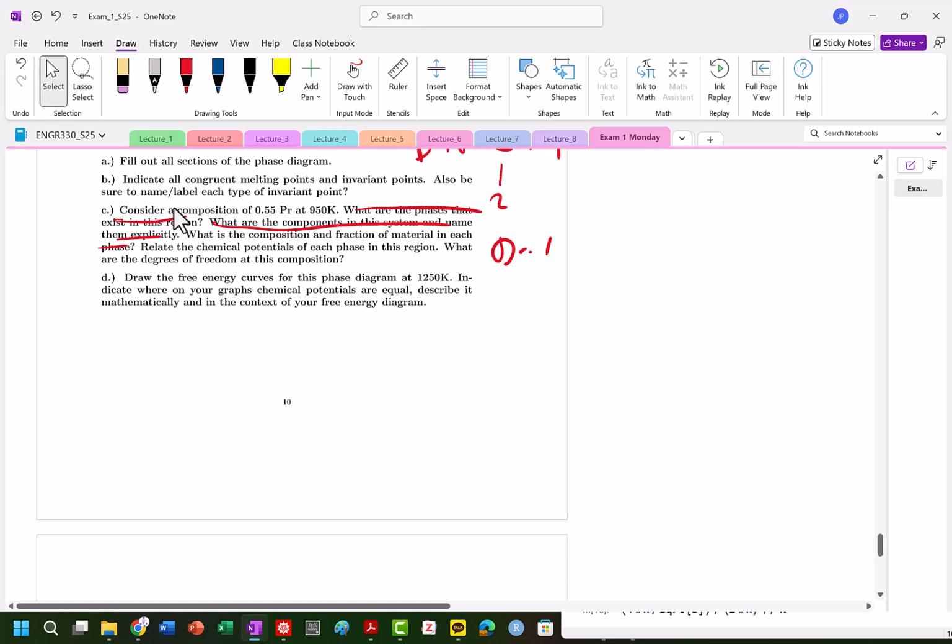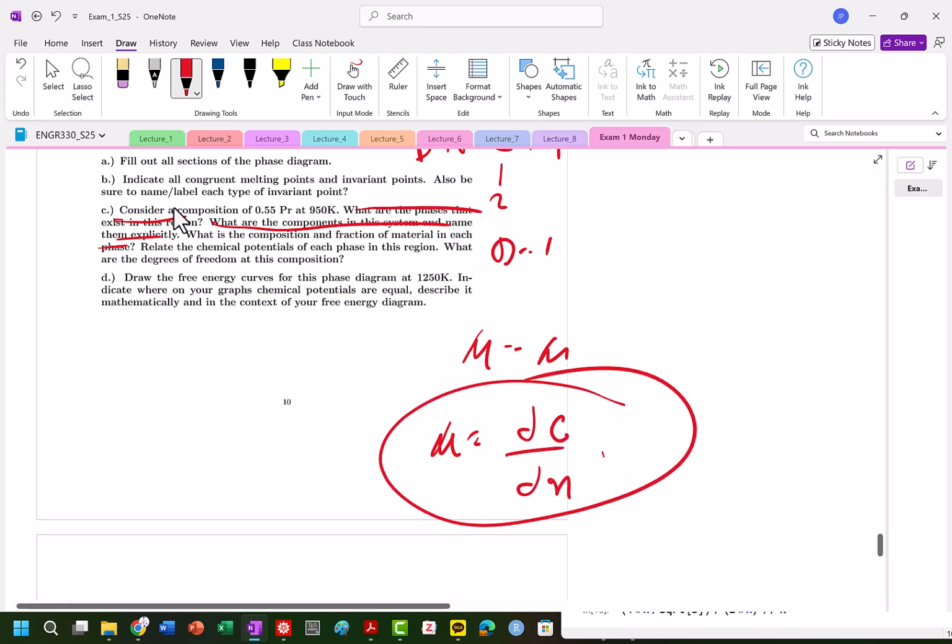Not too bad. Remember, when we have a common tangent, it means that our chemical potentials must be equal, because our chemical potential is roughly equal to dG over d mole fraction.